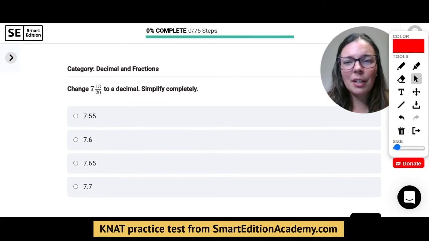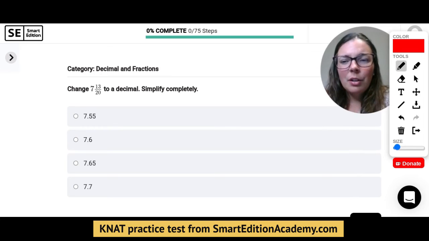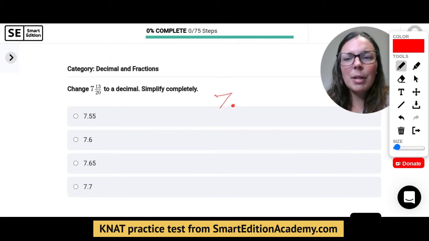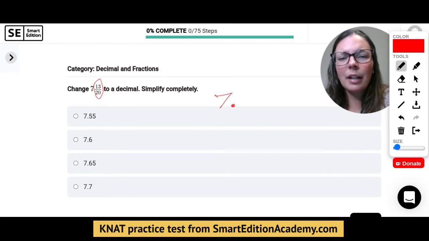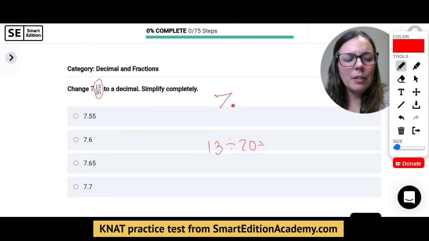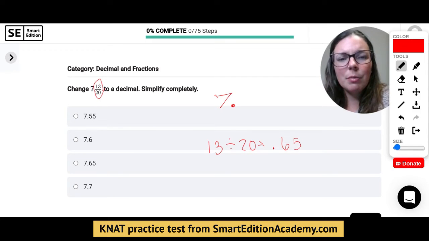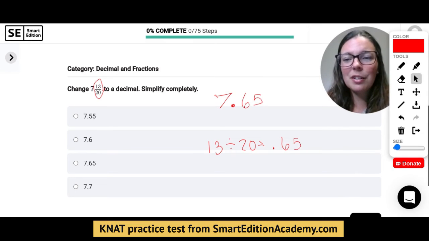All right, let's change 7 and 13/20 to a decimal. So I know I'm going to have a 7 in front of my decimal, my ones place. Now to find what's on the other side of my decimal, 13/20, I can just do 13 divided by 20. So 13 divided by 20 would be 0.65. So this would just be 7.65, 7 and 65 hundredths.